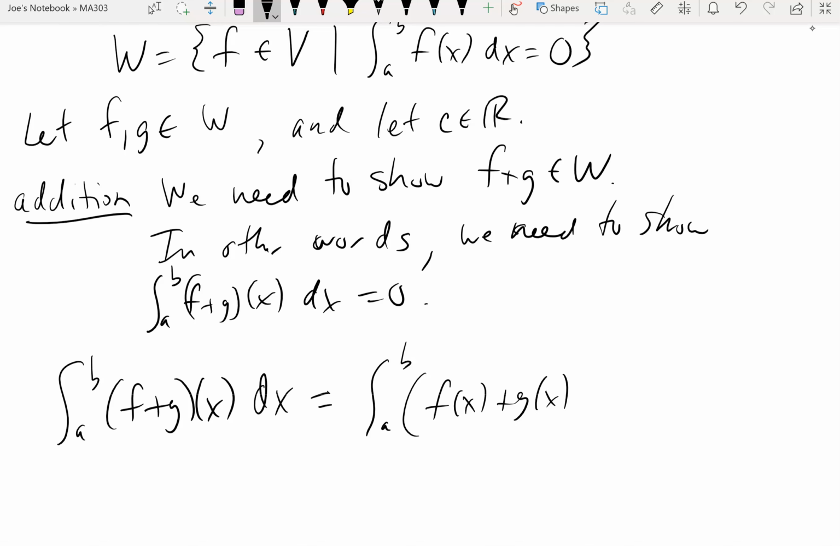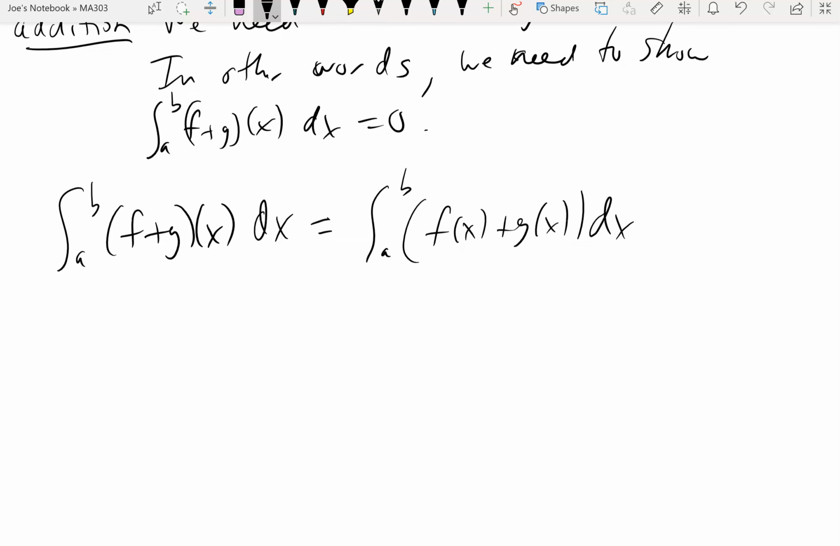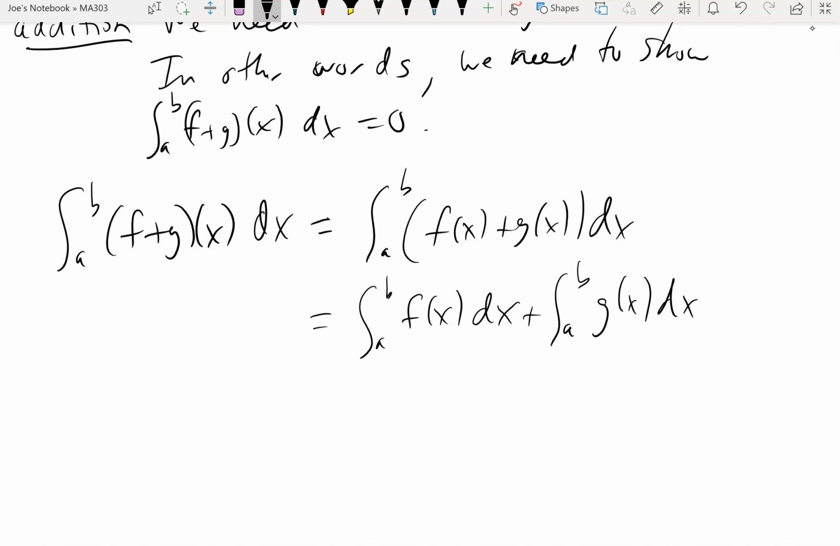Good. And now what do we know about the way the integral behaves with respect to addition? We can break it up. Yeah, we can break it into two pieces, right? So we can break this up as the integral of f(x) plus the integral of g(x). And what are we assuming about f and g? Where do they live? In W, right? Both f and g live in W.